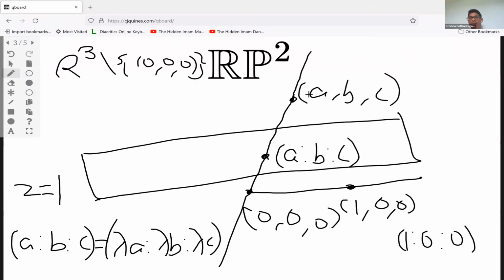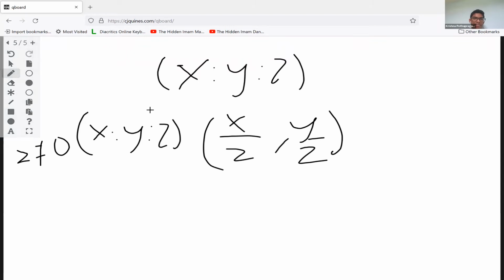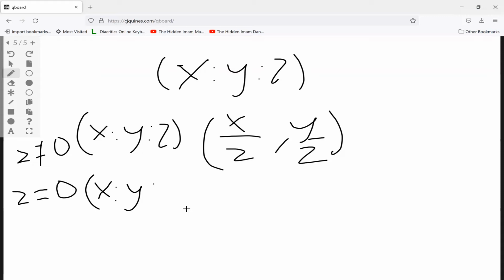If we go back here, when we draw the line between 0, 0, 0 and a, b, c, on the plane z equals 1, this would be a over c, b over c, 1. So the important part comes when we let z equal 0. Then x, y, z will become a point at infinity.